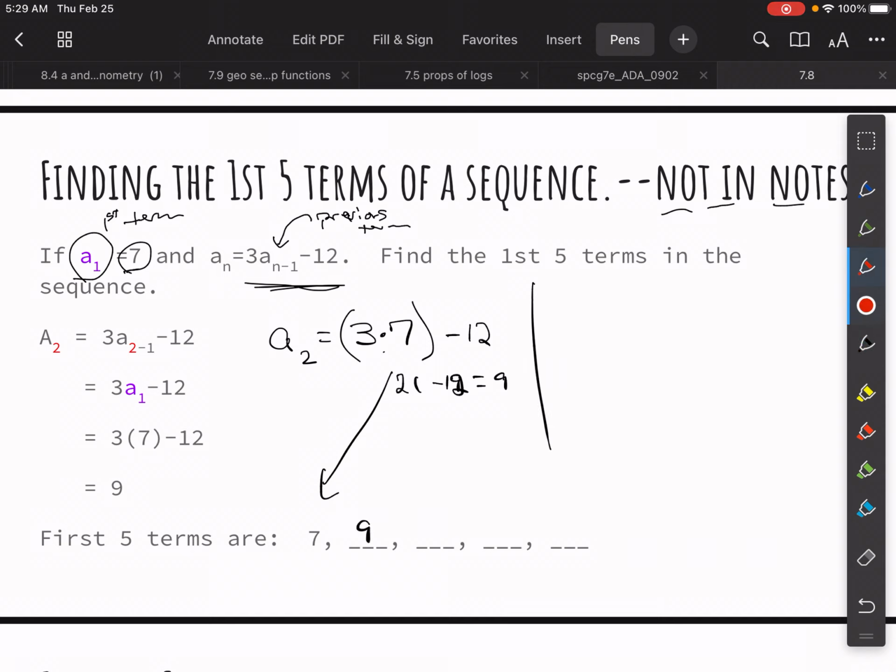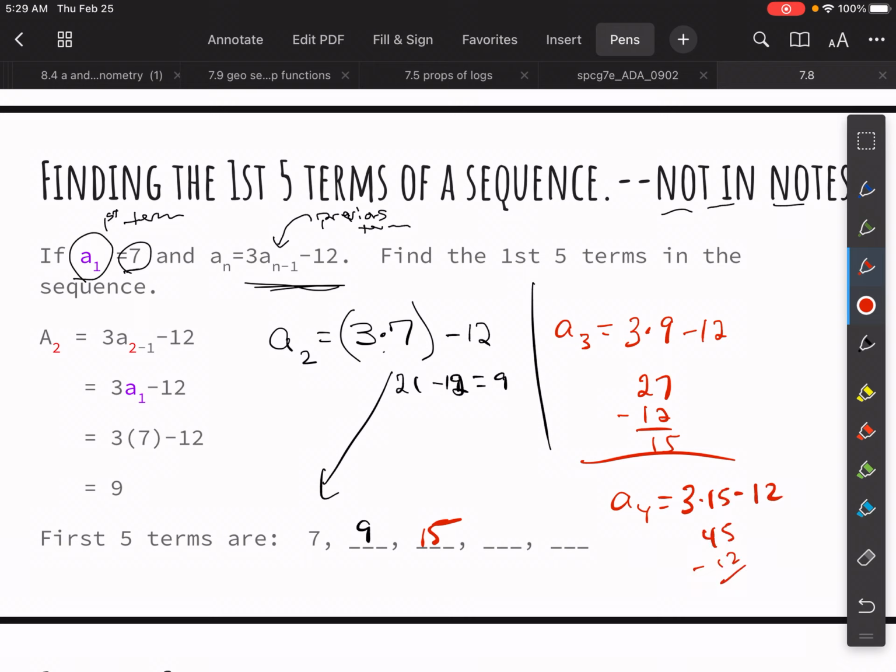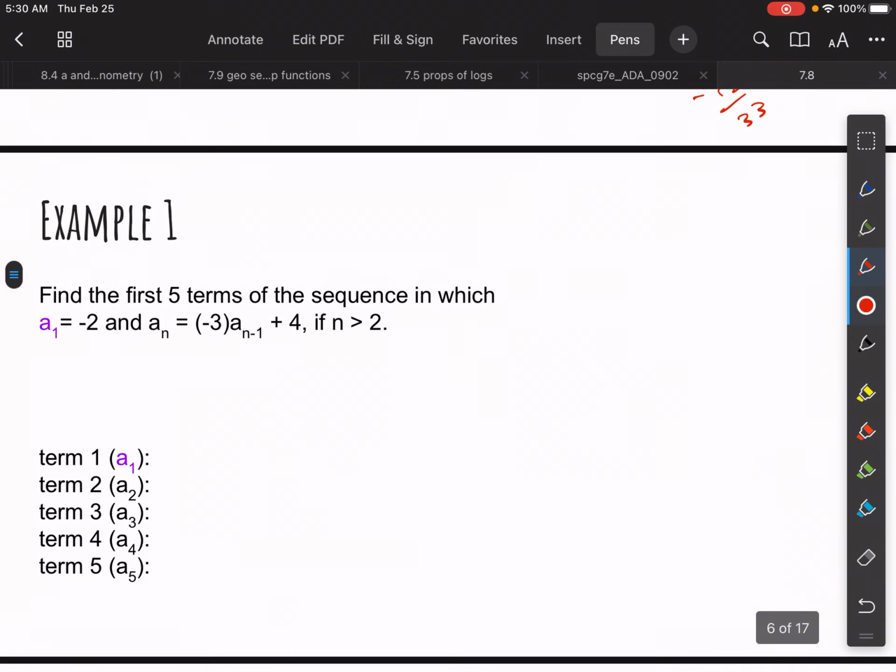Now to find the next one, a sub 3, what we're going to do is take the previous term times 3. So 3 times 9, subtract 12. So 3 times 9 is 27. 27 minus 12 gives me 15. Okay, then to find the fourth term, it's going to be 3 times 15 minus 12, which is 45 minus 12, which is equal to 33. Okay, this is growing pretty big now, so now if I put in that term, I have 3 times 33 minus 12, which is 99 minus 12, which is 87. Okay, so there's your first 5 terms of that sequence, and that's how this works. That's how the whole day's lesson really works.